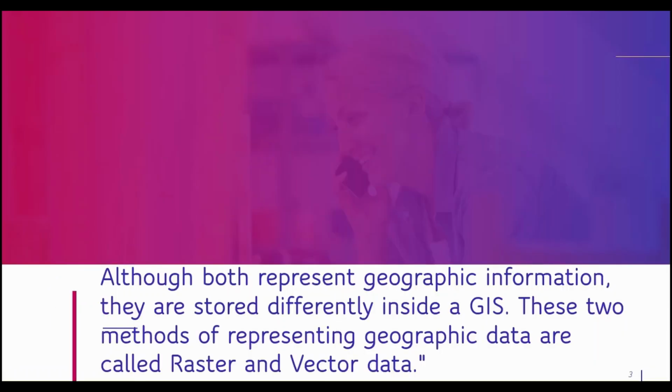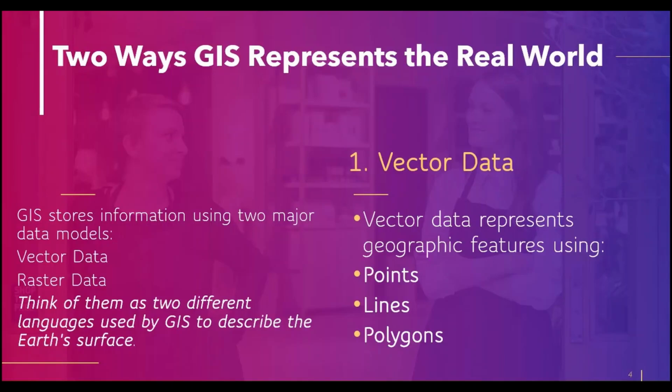Although both represent geographic information, they are stored differently inside the GIS. These two methods of representing geographic data are called raster and vector data. So, two ways GIS represents the real world.